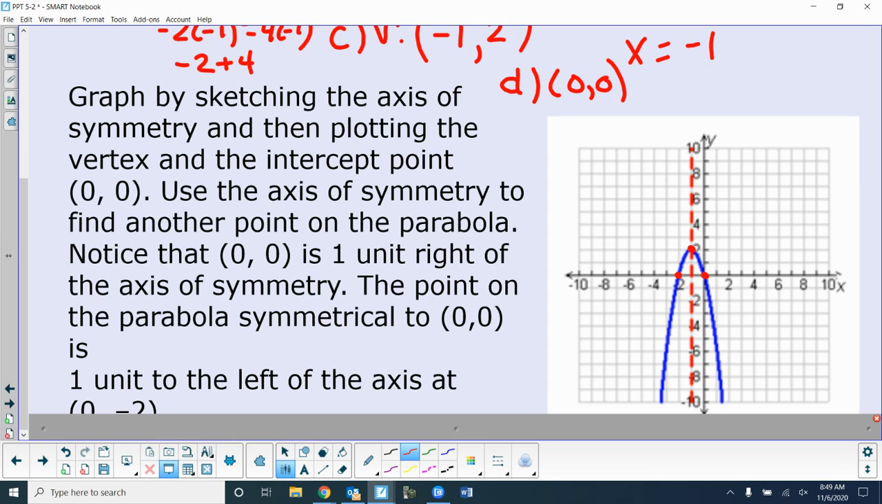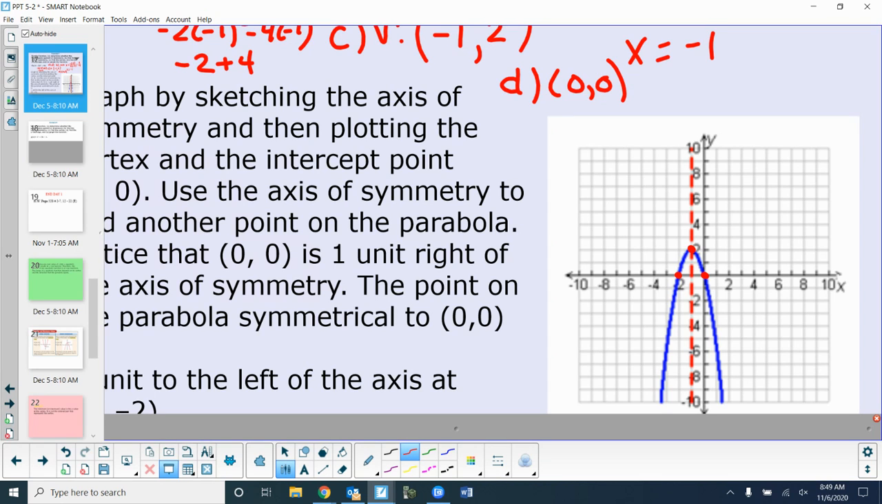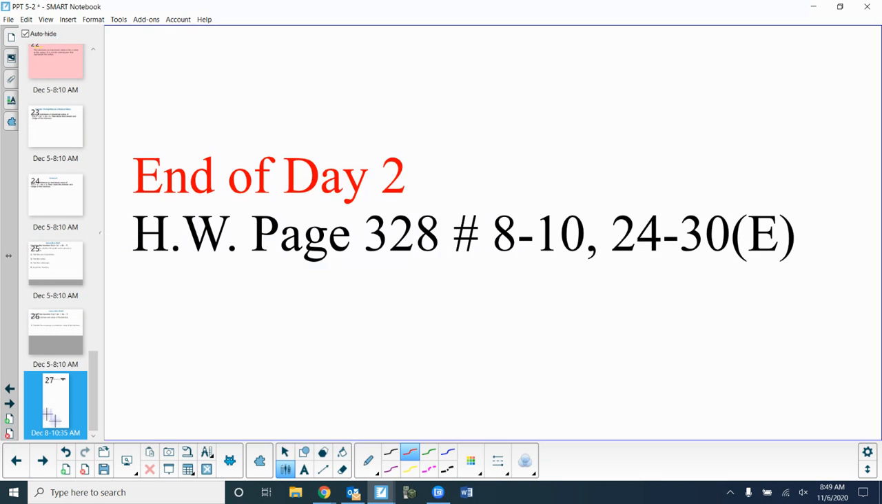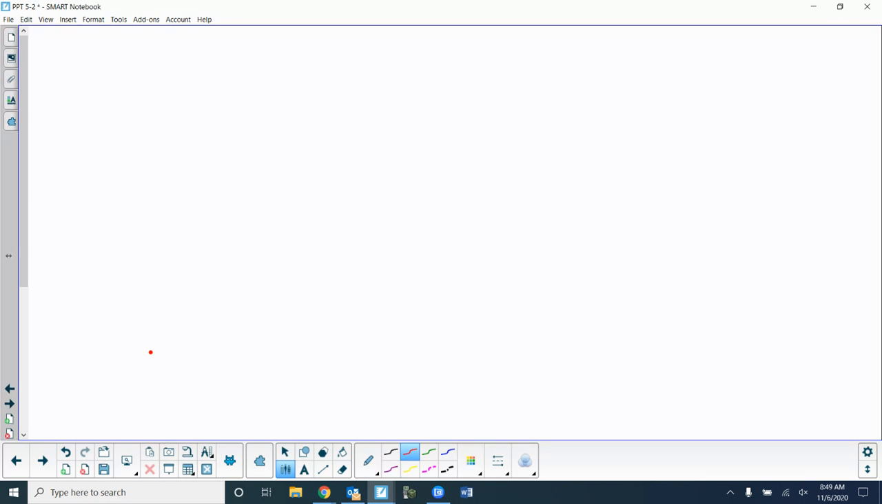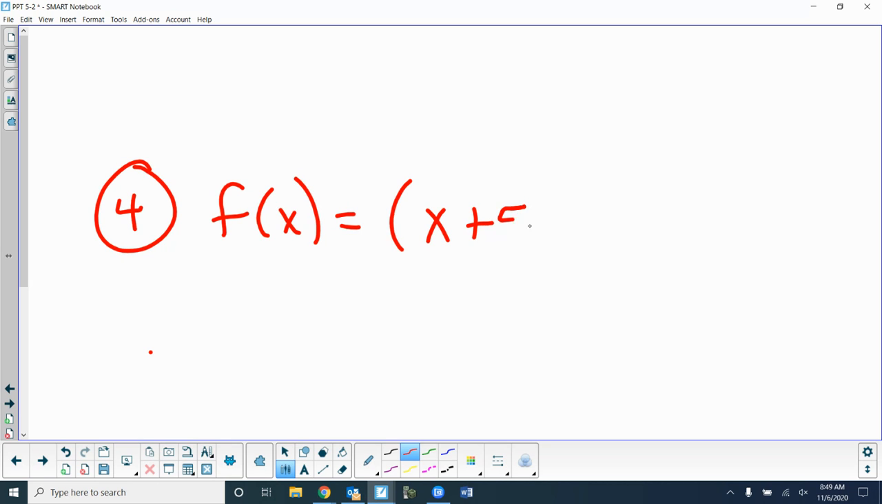Number 4. X equals 3. No. That's in vertex form. Okay? It's x plus 5 squared. Let me find an opening here. What number is this for? So it's f of x equals x plus 5 squared. So it's in vertex form.